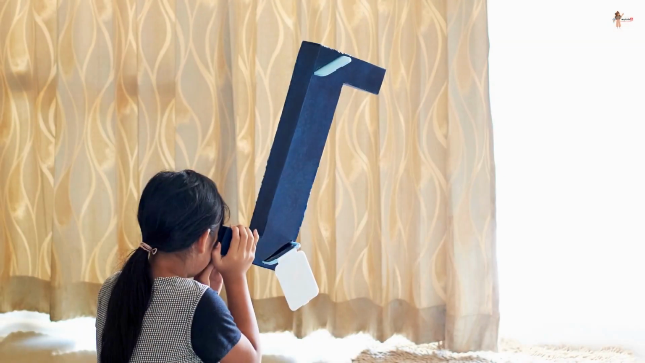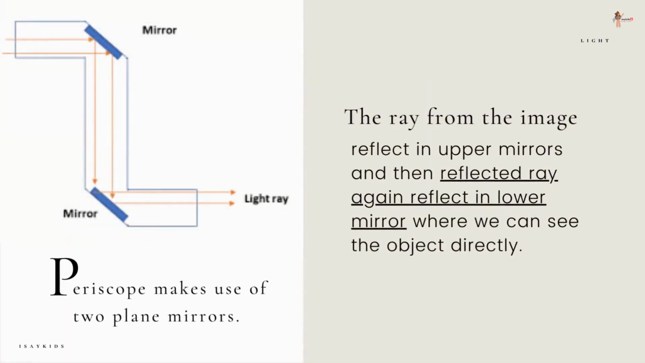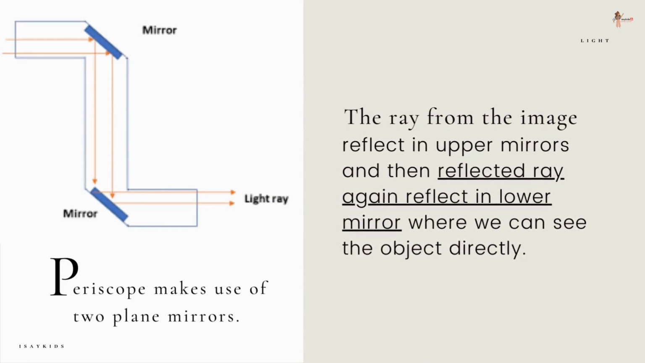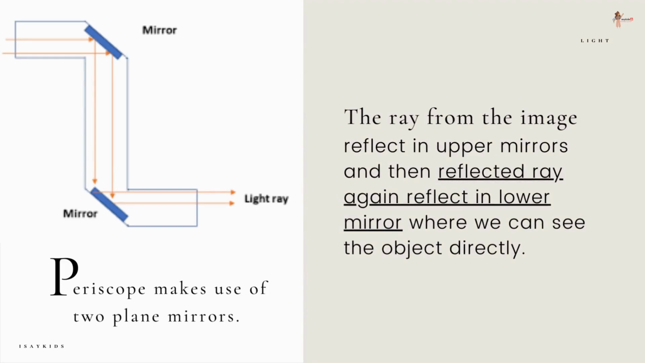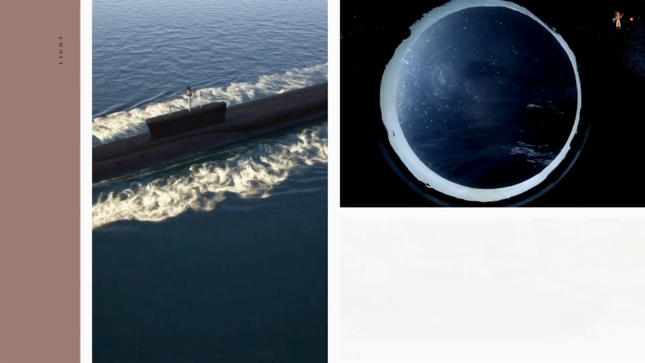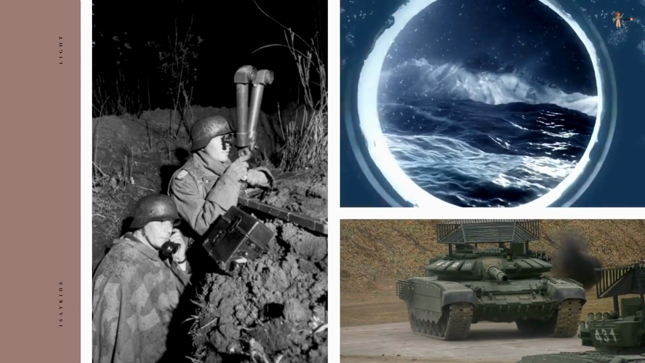Now, do you recall having constructed a periscope as an activity in class 6? The periscope makes use of two plane mirrors. Now, how does reflection from the two mirrors enable you to see objects which are not directly visible? Well, the ray from the object reflects in the upper mirror, and then the reflected ray again reflects in the lower mirror, and when we look in the lower mirror, the reflected rays go into our eye and we can see the object. Periscopes are used in submarines, tanks, and also by soldiers in bunkers to see things outside.